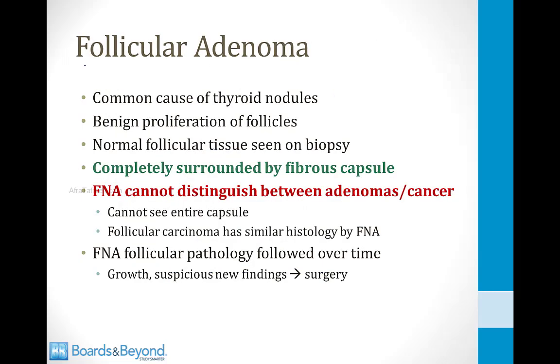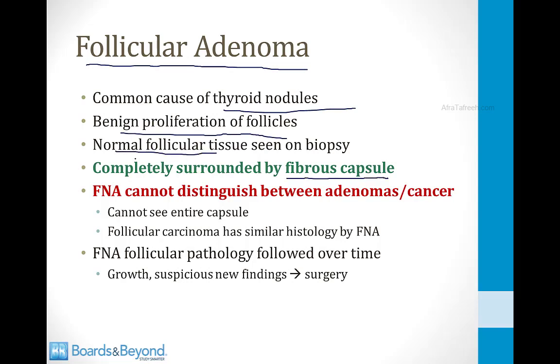Now I'm going to begin talking about specific thyroid disorders, and before I get into the malignancies, let me talk about a very common cause of a thyroid nodule that is benign, and that's called a follicular adenoma. This is a common cause of thyroid nodules. It is a benign proliferation of the normal thyroid follicles. If you do a biopsy, you will see normal follicular tissue that is completely surrounded by a fibrous capsule. And the words completely surrounded are very important. If the follicular growth breaks through the fibrous capsule, then you have a follicular carcinoma, which we'll talk about later. But in a follicular adenoma, the growth is completely contained by the fibrous capsule.